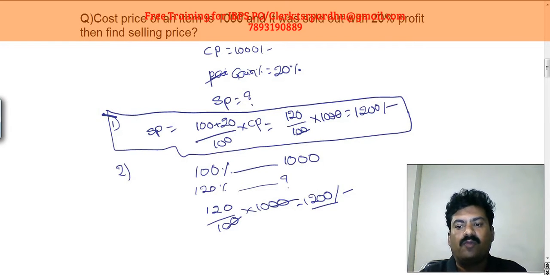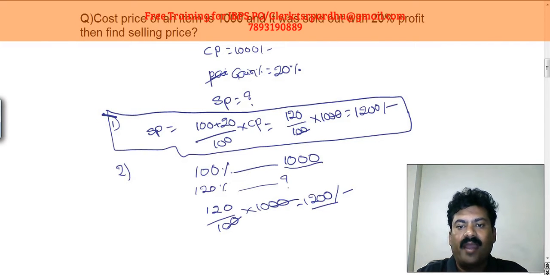Either we can make use of the formula or we can go for a simple chain rule like this. If 100% is equivalent to 1000, then after gaining 20%, it becomes 120%. For 120%, the amount is how much? That is equivalent to our selling price. This is one type of problem we can solve.